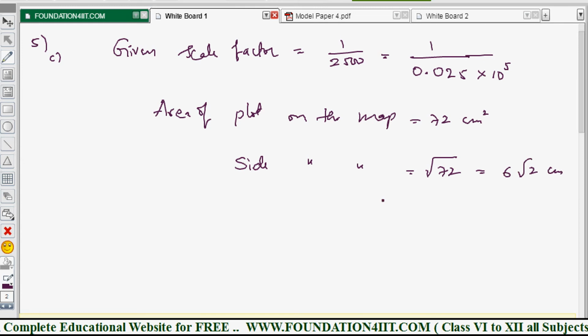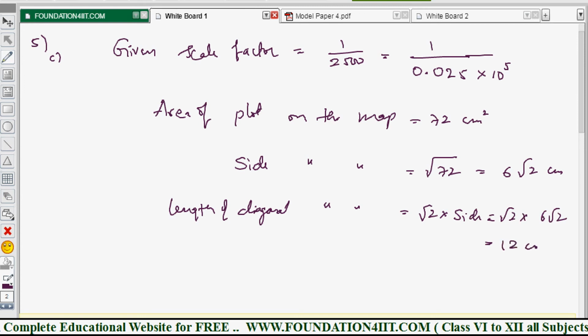Then length of the diagonal also we can find out, √2 into side as per the formula. So length of diagonal on the map is √2 into side. So √2 into 6√2, where √2 into √2 is 2, 2 sixes are 12 centimeters. Okay, this is the data now.